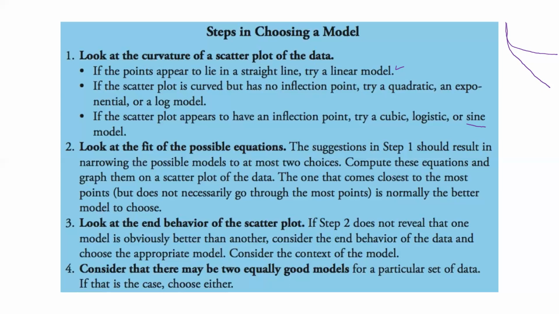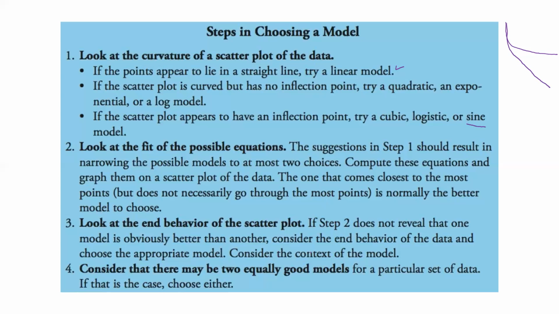What we're going to do is compute those equations and then graph them on a scatter plot of the data. The one that comes closest to the most points is normally the better model to choose. It doesn't necessarily have to go through the most points, it just has to come close to the most points. Then we're going to look at the end behavior of the scatter plot. If step 2 does not reveal that one model is obviously better than another, consider the end behavior of the data and choose the appropriate model at that point.